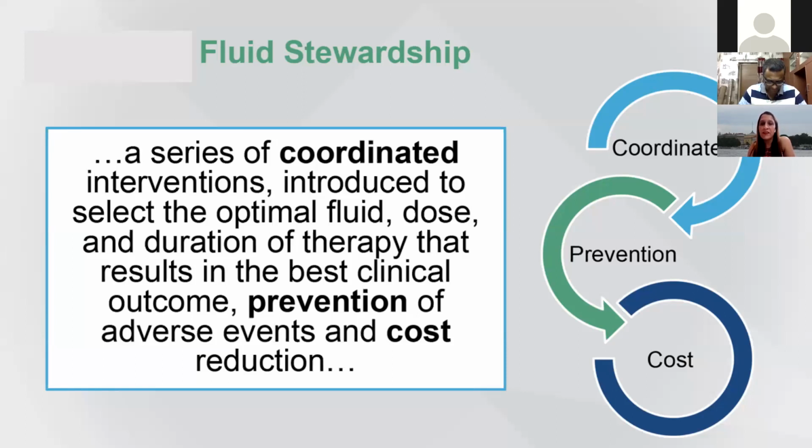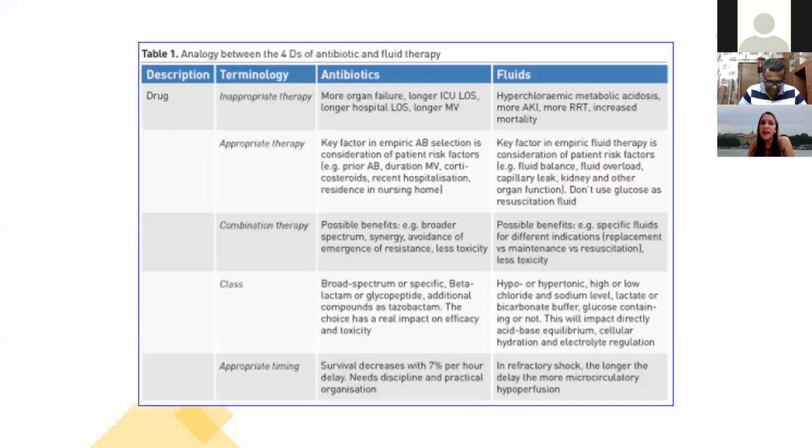So we have to practice fluid stewardship as we practice antibiotic stewardship. They are analogous: we have to avoid inappropriate therapy and go in for appropriate therapy, like what fluids we need to give and what not to use. Don't use glucose as a resuscitation fluid. We have to keep in mind the fluid balance and fluid overload. Combination therapy might be used in certain situations, and we must decide which class of fluid we want to use: hypo- or hypertonic, high load, high chloride or low chloride.